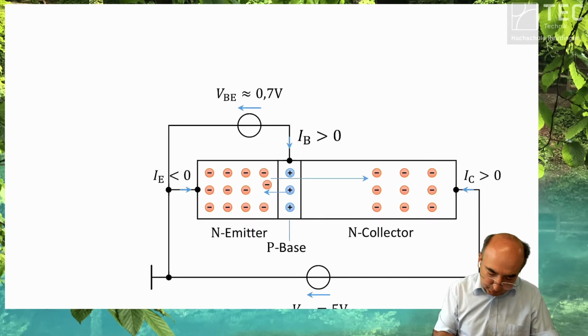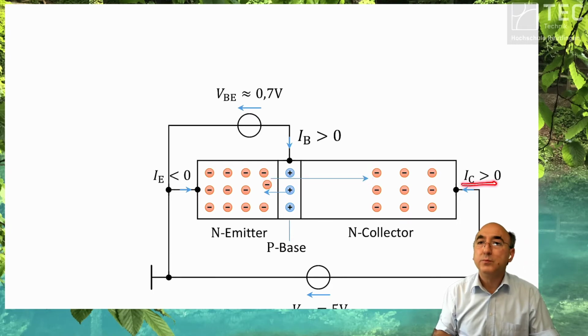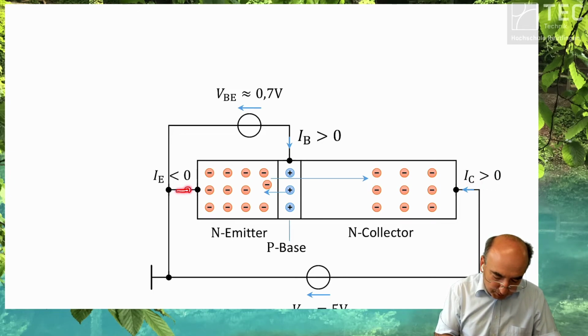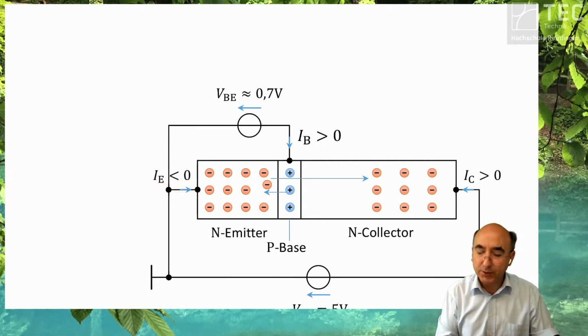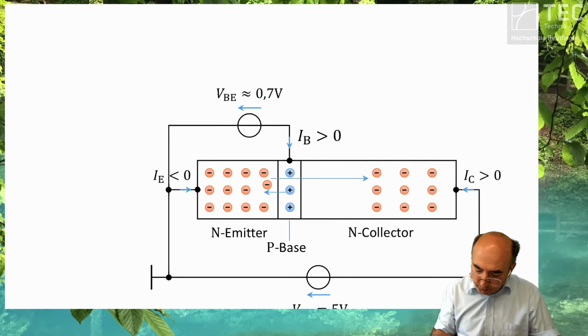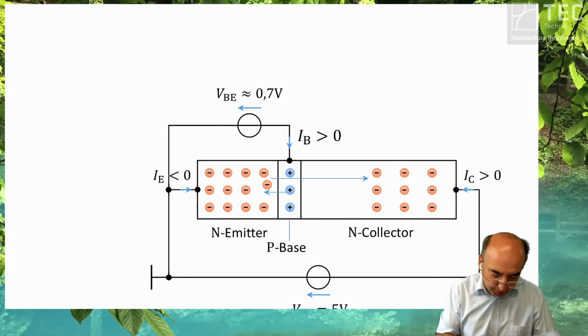And this current, which goes through, is no more zero. The current into the emitter, so because of the definition, it is smaller than zero, is almost equal to the current.